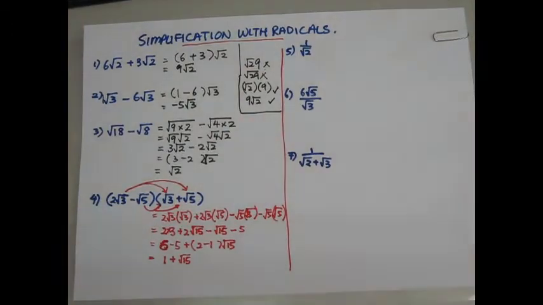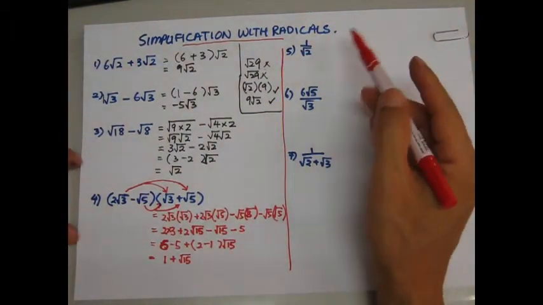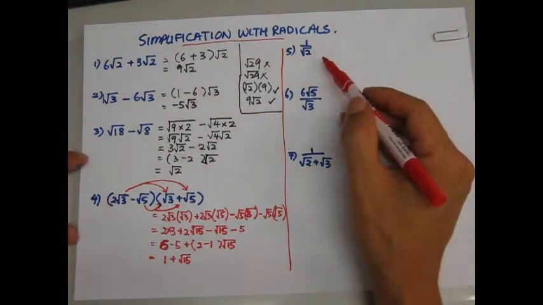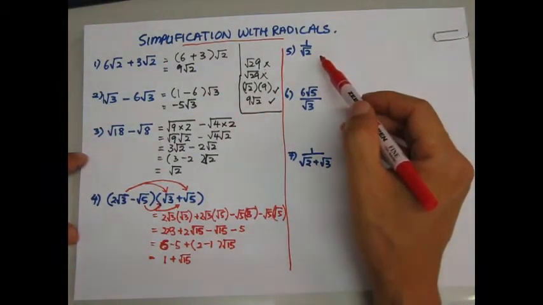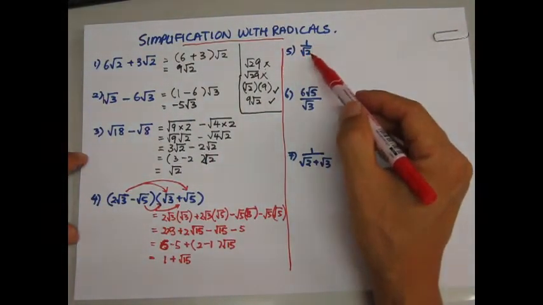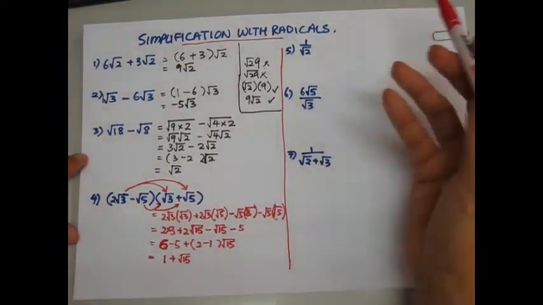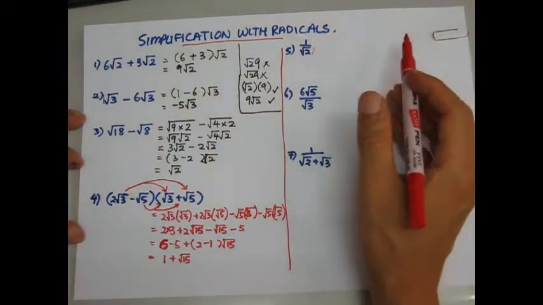Now next one is 1 over square root of 2. Now in the IB, it is okay to give you an answer like this, but many teachers, especially in Japan and also in Hong Kong and also perhaps in Malaysia as well, they don't like the radical to be at the bottom. Conventionally, people like to put the radical in the numerator and not in the denominator. Therefore, these need to be simplified.